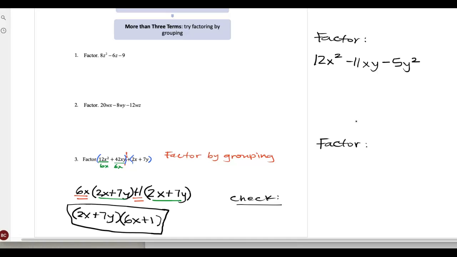So let's try something like this. What if I'm asked to factor x squared plus 8x plus 12?